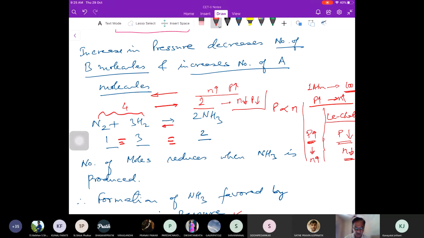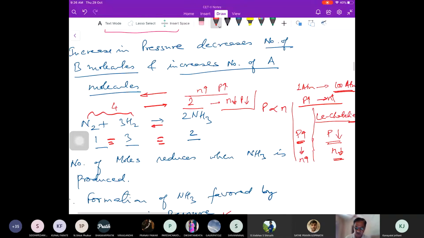If I reduce the pressure, what will happen? It will try to increase the pressure. Right? How will it increase the pressure? Sir, in reverse. By increasing, sorry, the number of moles, right? Increasing the number of moles means the reverse reaction.